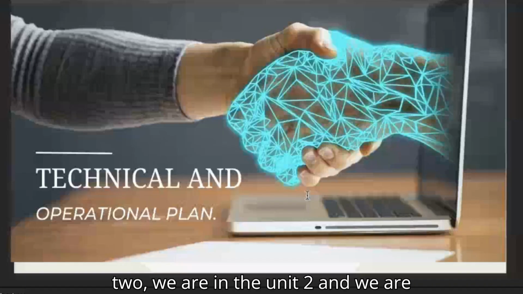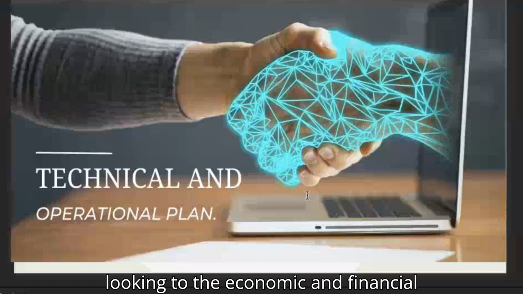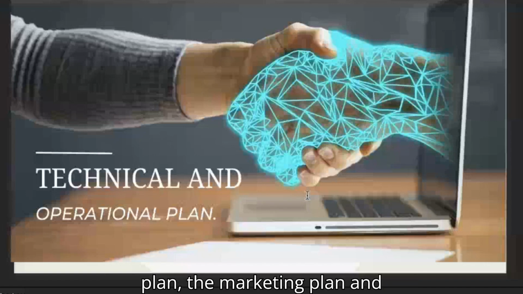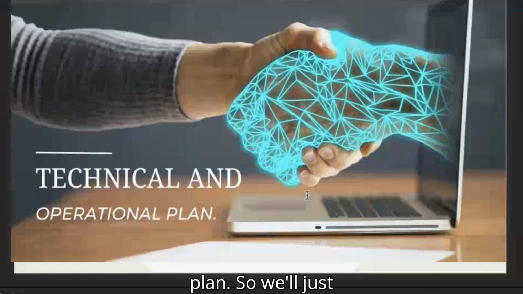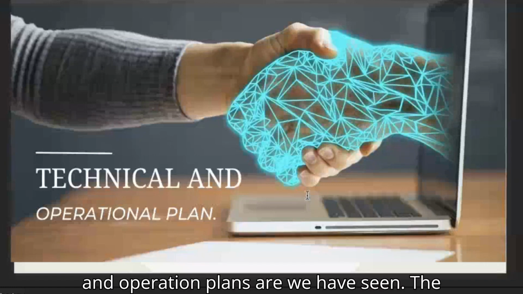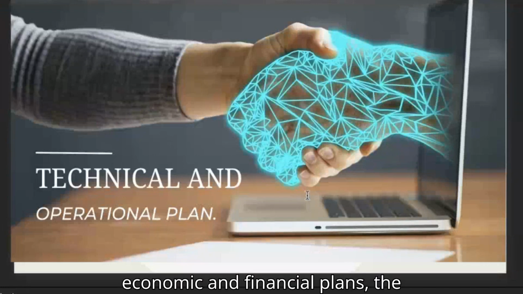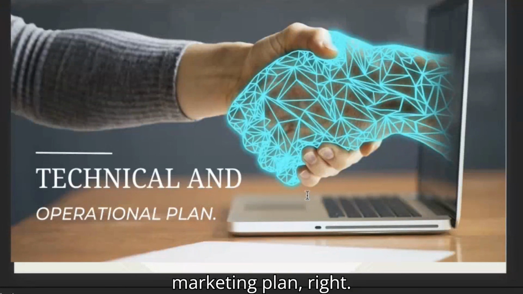We are in Unit 2, and we have looked into the economic and financial plan and the marketing plan, and now we are into the technical and operational plan. So we will just see what exactly these technical and operational plans are. We have seen the economic and financial plans, the marketing plan, right?